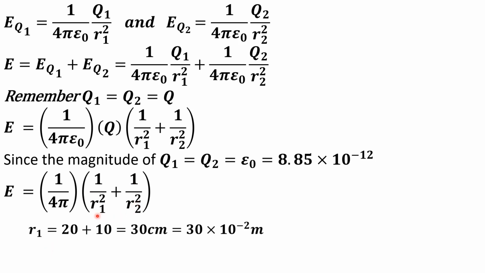Effectively, we need to replace R1 and R2 by their numerical values in the expression for E. So notice that R1 is equal to 20 plus 10, which is equal to 30 centimeters, and 30 centimeters corresponds to 30 times 10 to the negative 2 meters. And also R2 is equal to 10 centimeters, which is equal to 10 times 10 to the negative 2 meters.